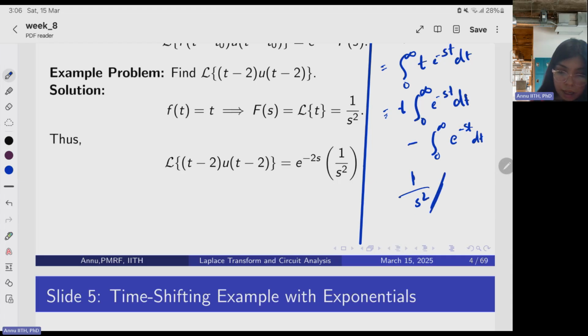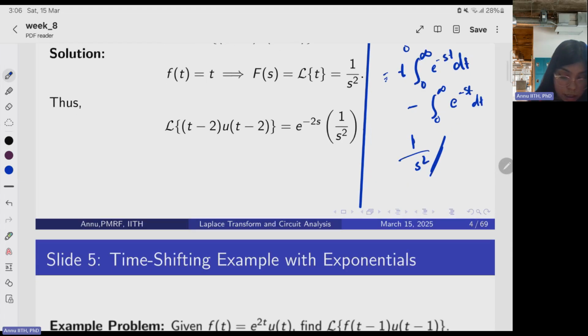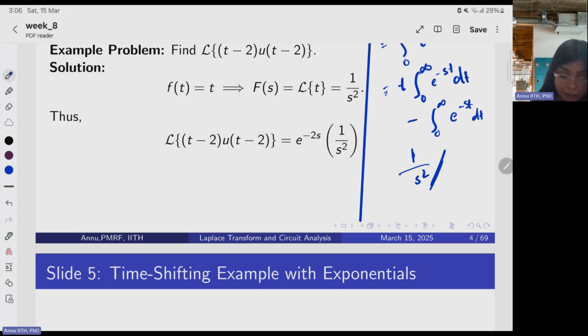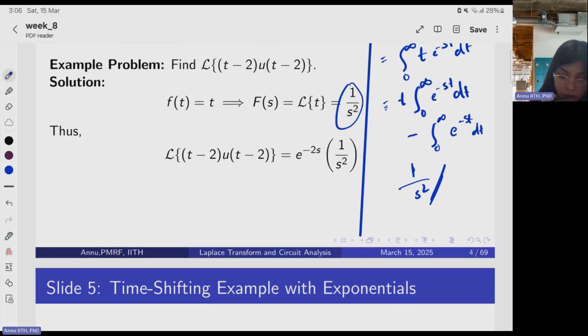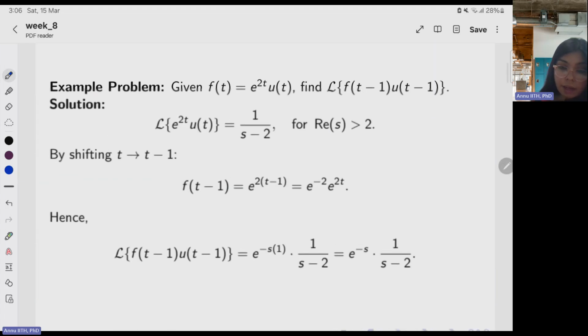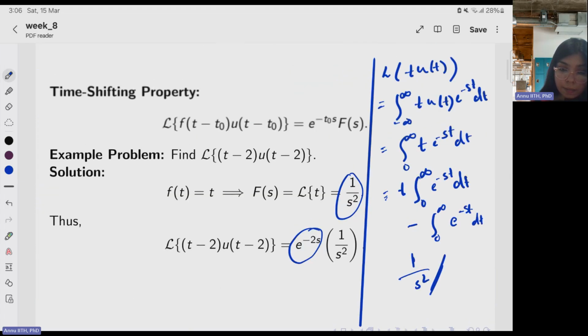I am also forgetting the formula here, so you have to check it. Simply, if you have this 1 by s squared, then it will be multiplied by e^(-2s) into 1 by s squared. That shows that you have shifted in the time domain.